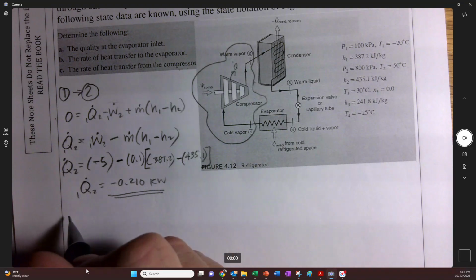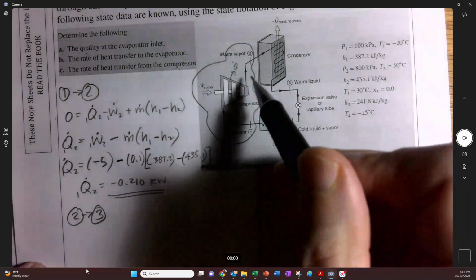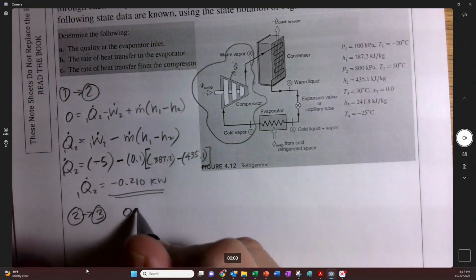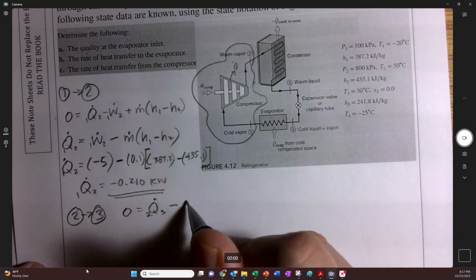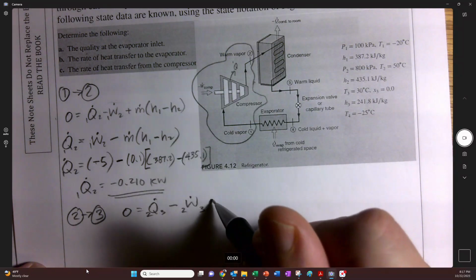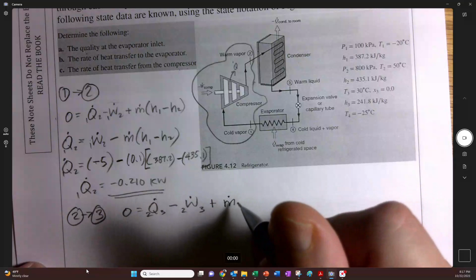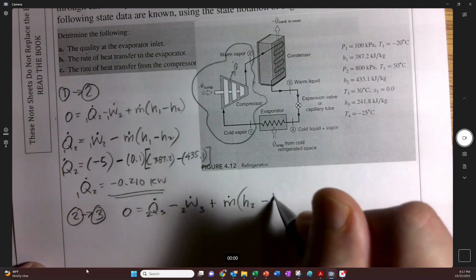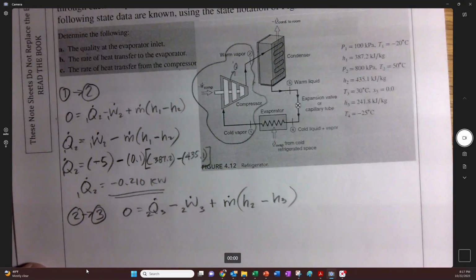All right, so go 2 to 3. So we're going to go across this right here. And so might as well write this out again. Q dot 23 minus W dot 23. And there's no work done. Plus m dot, and that's going to be H2 minus H3. Did I get that right? I think so.